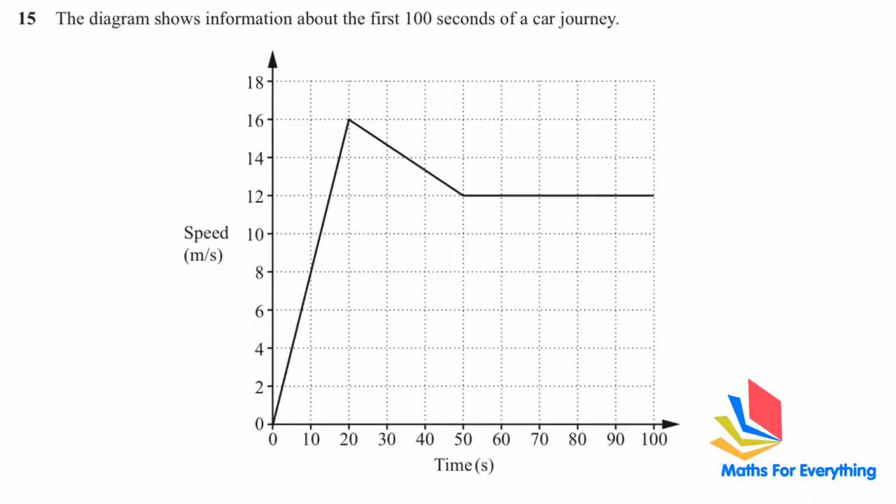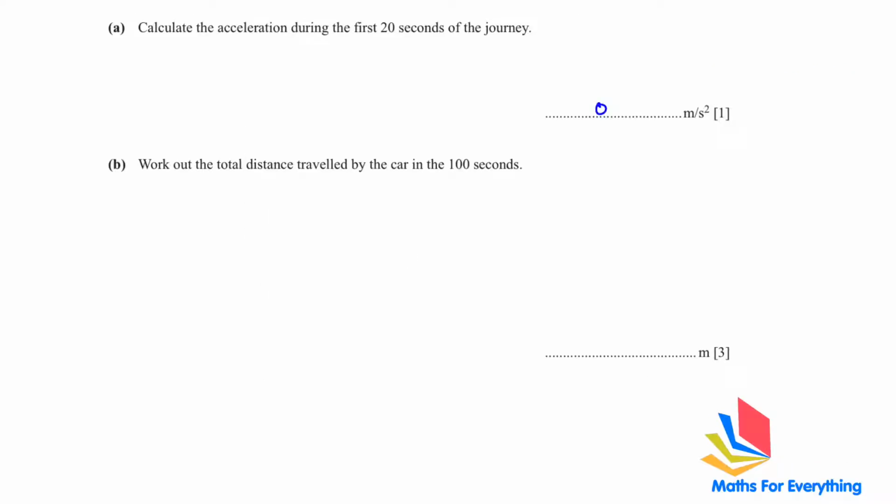To find the acceleration, we take the starting speed and the ending speed and subtract them, 16 minus 0, and divide by the time taken. Time is 20 seconds. So this will give us 0.8 meter per second square. Next, work out the total distance traveled by the car in the 100 seconds.